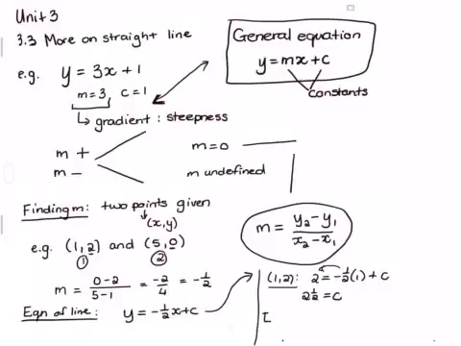Right, so now I go back to my general equation and I substitute my values that I know. The m is negative a half and the c is 2.5. So there I found my equation of the straight line.